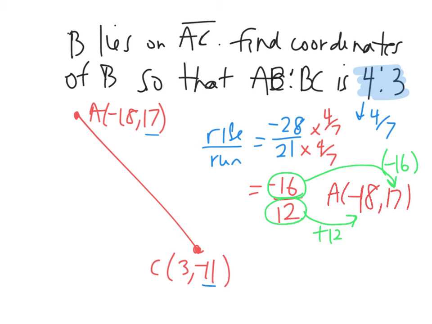So the result is what? 17 minus 16 is 1, right? And negative 18 plus 12 is negative 6. So point B will be at negative 6, comma 1. That would be the 4/7 point of the entire segment AC, or another way of saying it is it would divide AB to BC. That ratio would be 4:3.